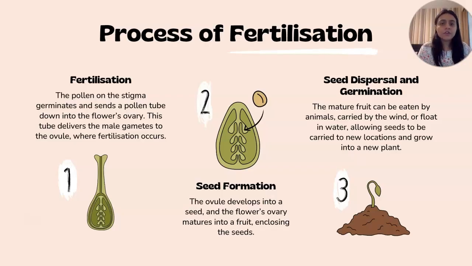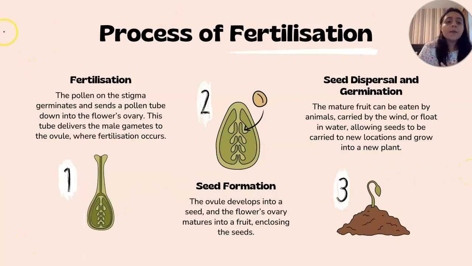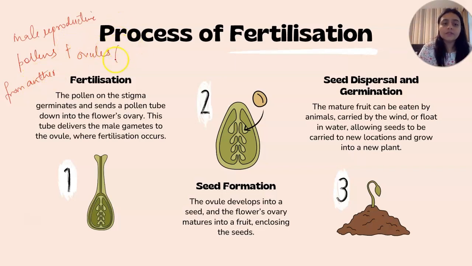So immediately after the pollination, when the pollens are transferred from anthers to the stigma, the female part of the flower, what happens? Fertilization starts. As I've already told you, fertilization is a method in which the fusion of male reproductive cells, in case of plants that are pollens, from the anther get fused with the ovules, that is female reproductive cells from the ovary.